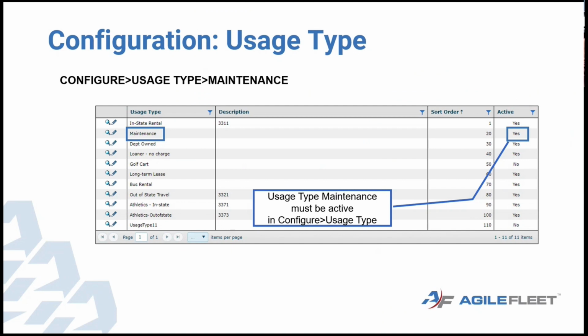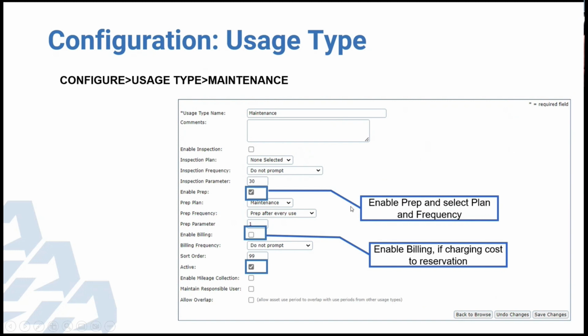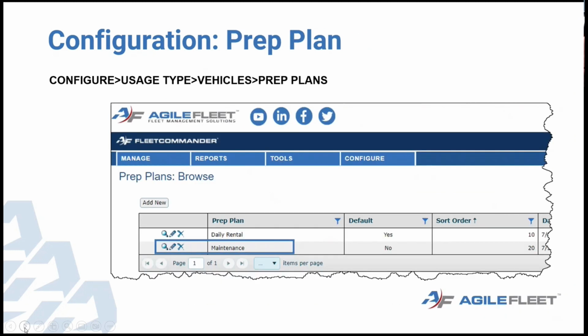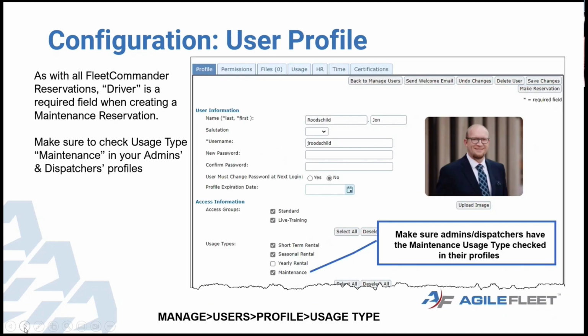So the main portion of that, if you want to make use of the maintenance reservations, one, you have to have the usage type activated, and it's up to you to decide further if you want to do billing or preps with that. And this illustrates here again the checking those boxes to enable those and how to set those. Now, what's important too, next step of configuration, is you need to make sure that those that are going to be making those reservations actually have that usage type activated within their profile.